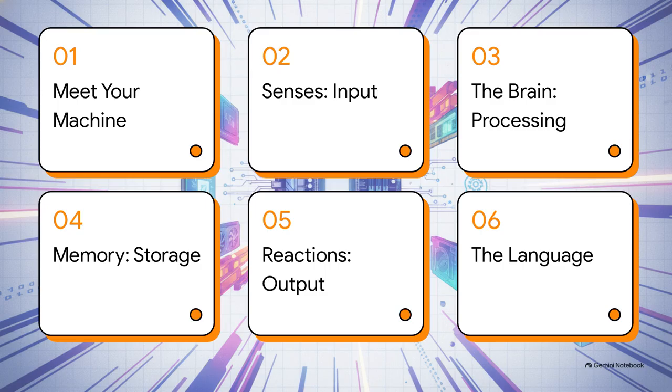First, we'll meet your machine. Second, we'll check out its senses for taking information in. Third, we'll dive into the brain, the real processing power. Fourth, we'll look at short and long-term memory. Fifth, we'll see the reactions through its output. And finally, number 6, we'll decode the language it all speaks.